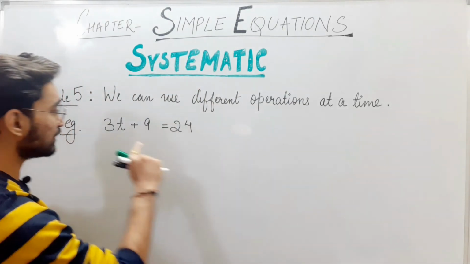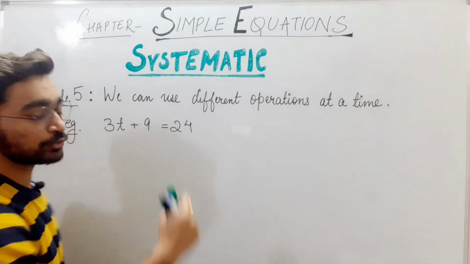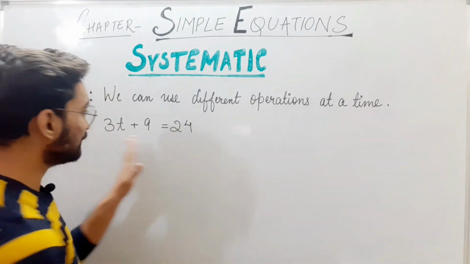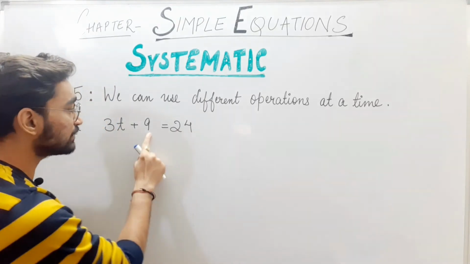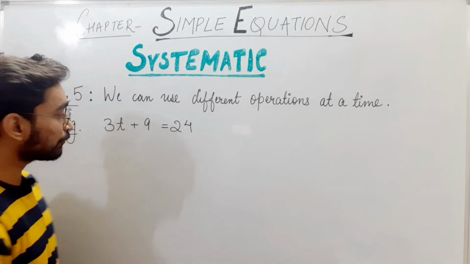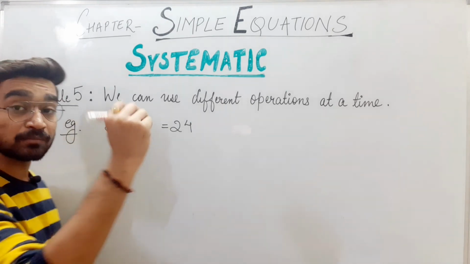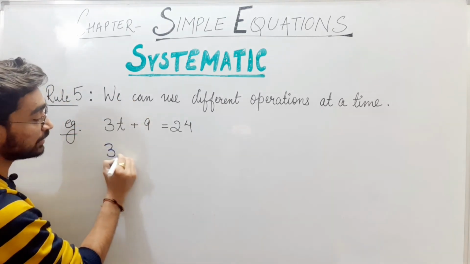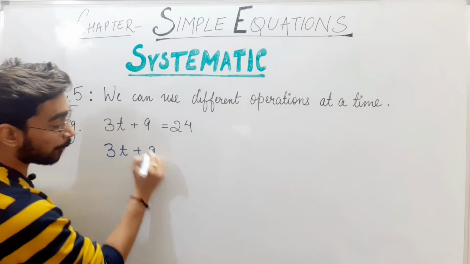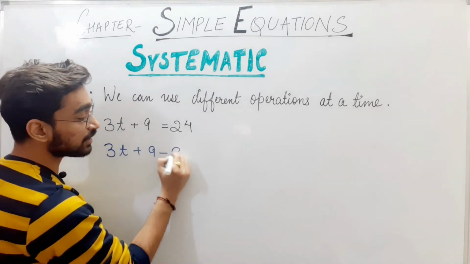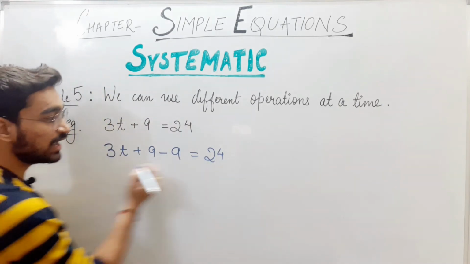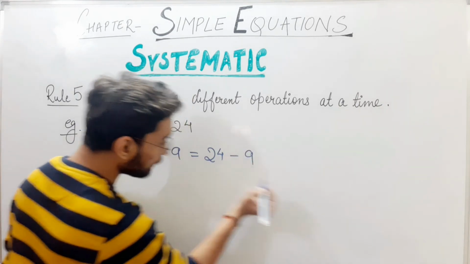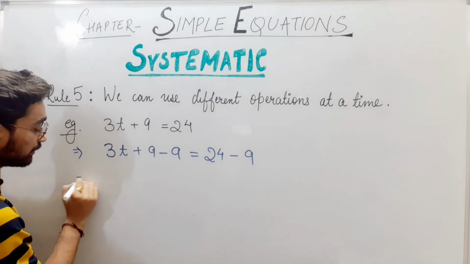So our equation says that 3t plus 9 is equal to 24. First of all, I want to cancel out this 9. Because it is plus 9, I will take the opposite of it, which is minus 9. And if I am subtracting something on one side of the equation, I have to subtract it on the other side of the equation. This will be the first step.